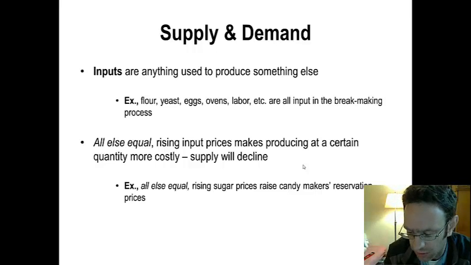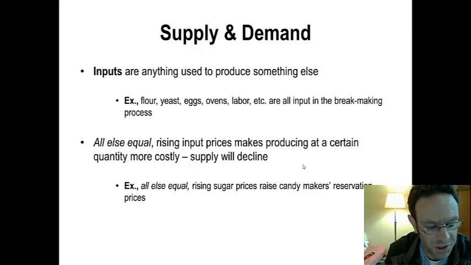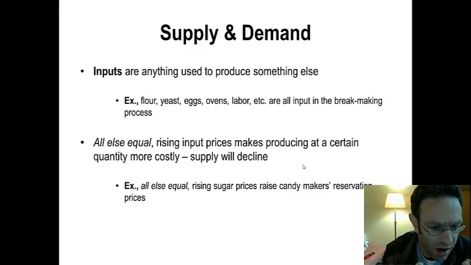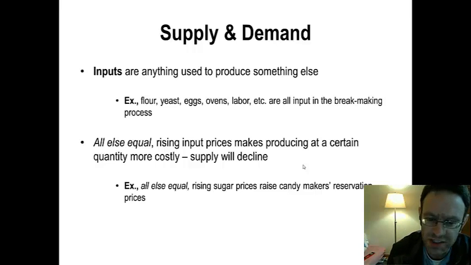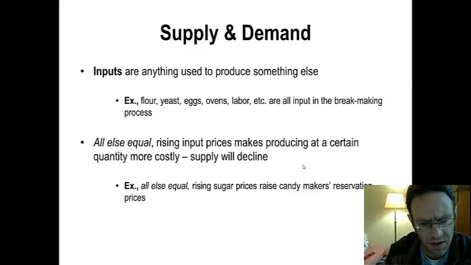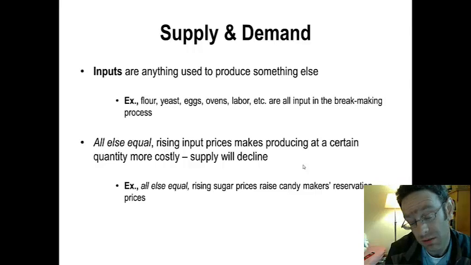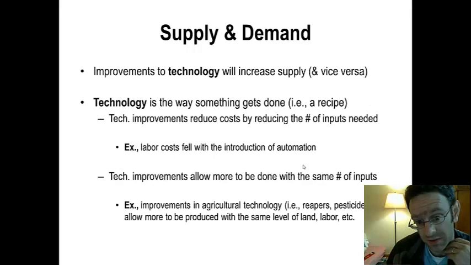Falling input prices, which suggests falling cost of production, will be associated with a downward rightward shift in the supply curve, which just suggests that for any given level of production, sellers are willing to accept a lower price because the costs of production have decreased.